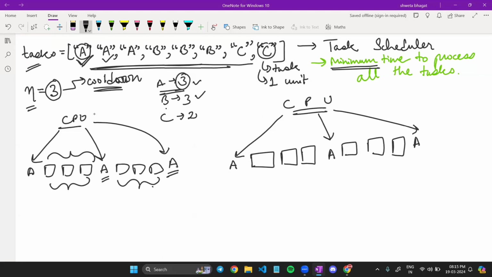Now we have to process these B's. We can place a B over here and it will have a cooldown of 3 units. What does it mean? It means we can't place a B over here, we can't place a B over here, we can't place a B over here. So these 3 units have passed.